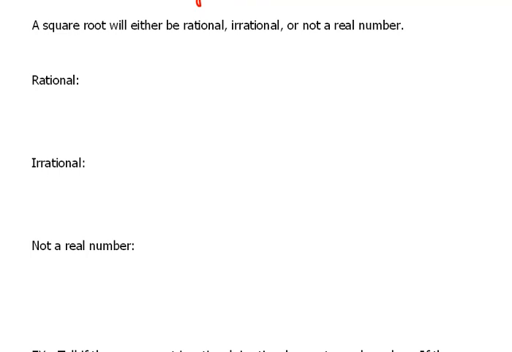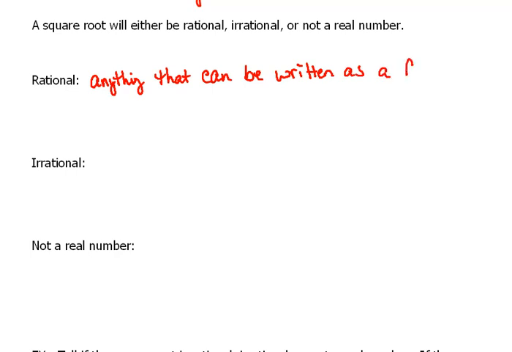So let's review what a rational number means. Rational is, if you'll remember, anything that can be written as a fraction. So for instance, if we had the square root of 4, the square root of 4 would be 2. That is a rational number because it can be written as a fraction. So therefore, the square root of 4 is a rational root, a rational square root.